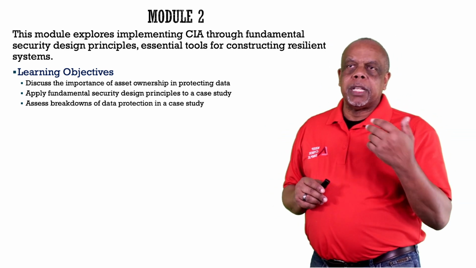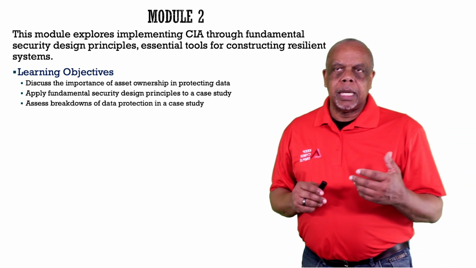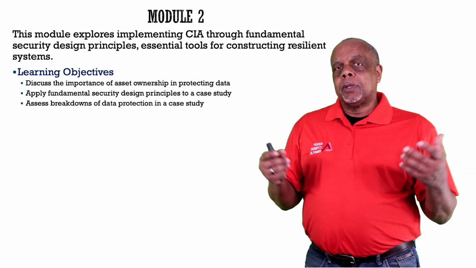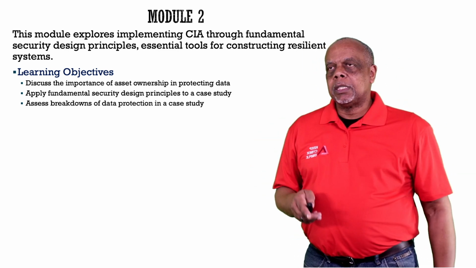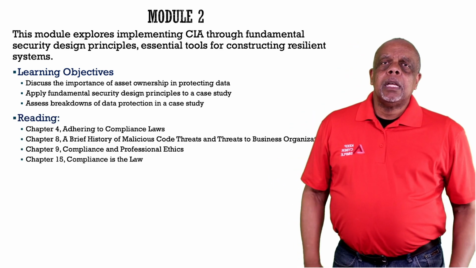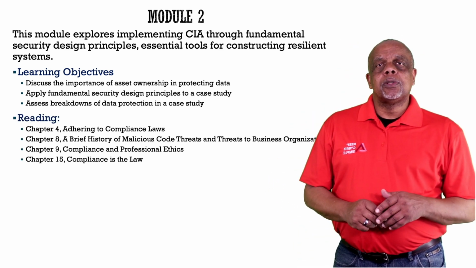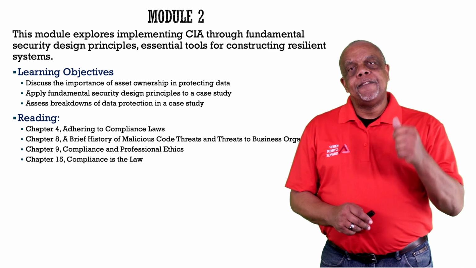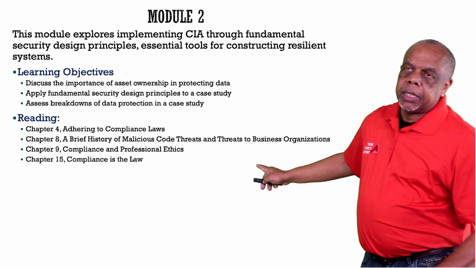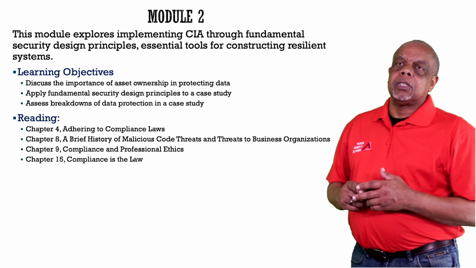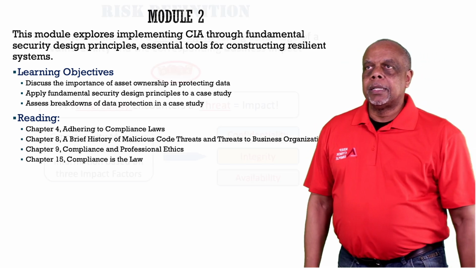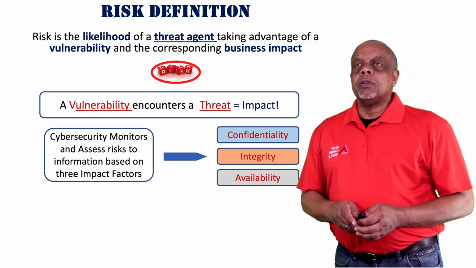Assess breakdowns of data protection in a case study. So one of the case studies is, something went wrong. Now, how do we bring those pieces together and assess that? This week, you've got 4 chapters, chapters 4, 8, 9, and 15, that tie to this. As you see, some of our reading this week has to do with ethics, law, things of that nature, compliance, a lot of that.